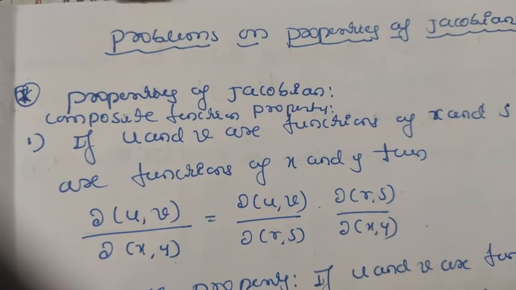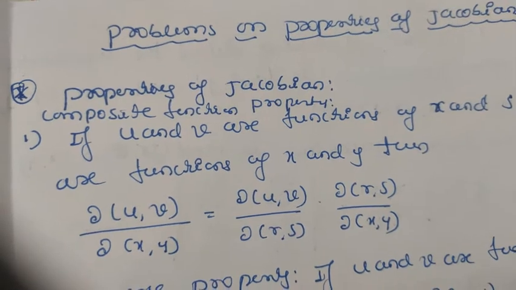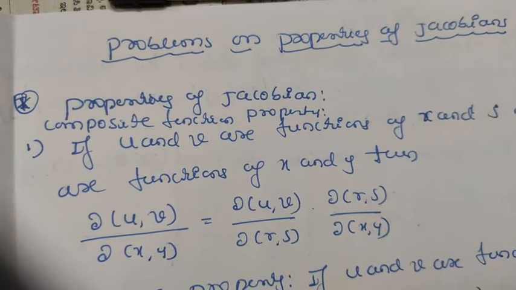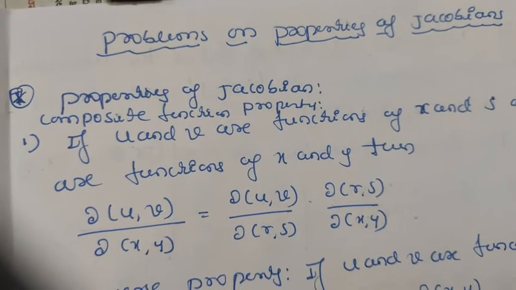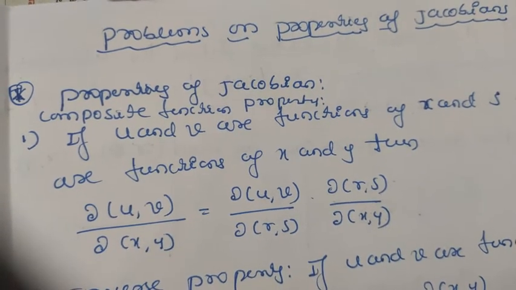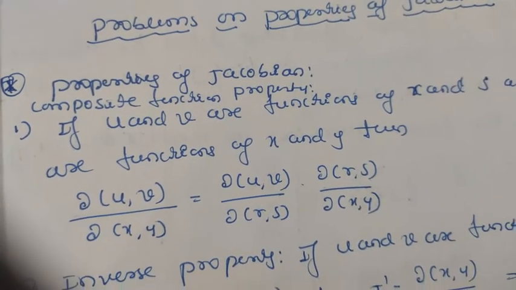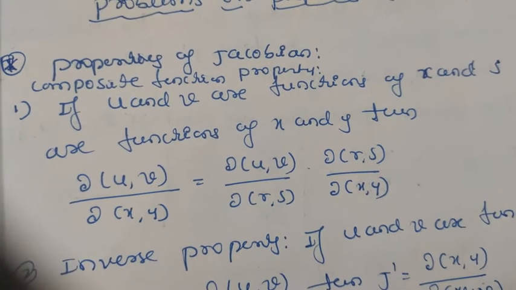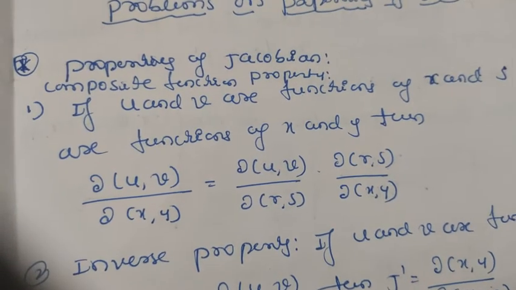Today let us study the problems on properties of Jacobians. In the last video we have seen the properties of Jacobians. We have seen two properties. First one is the composite function property. This you have studied already.